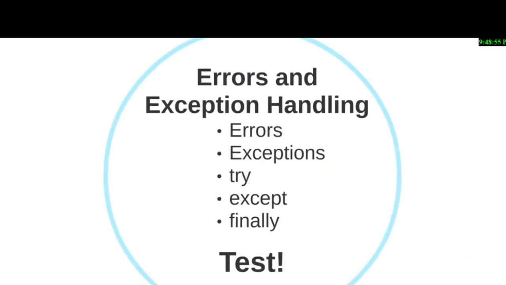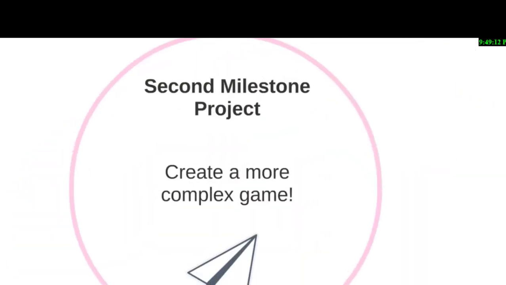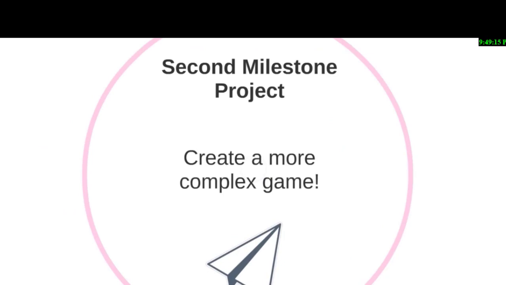After that, we'll learn about errors and exception handling in Python, including what errors are, what exceptions are, and how to use try, except, and finally to handle errors and exceptions. Then, we'll top it off with a test to test your knowledge and your understanding so far in the course. Then, you'll come up with your second milestone project, where you're going to create a more complex game all in Python.